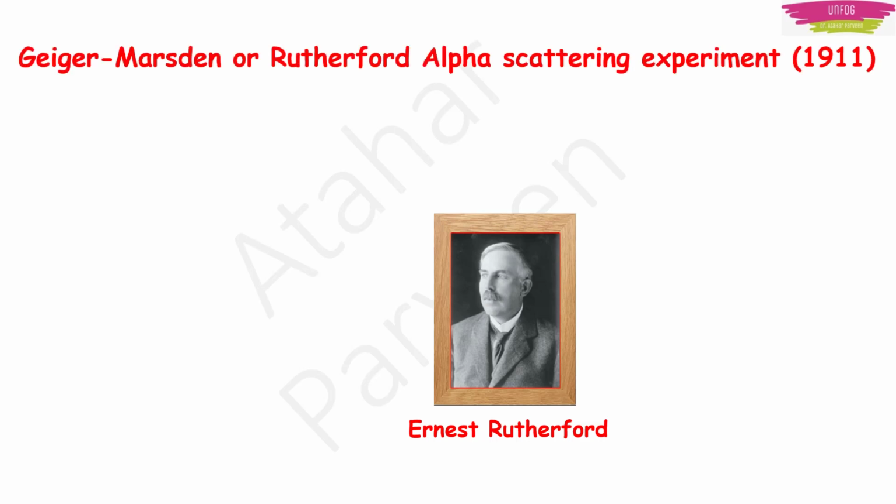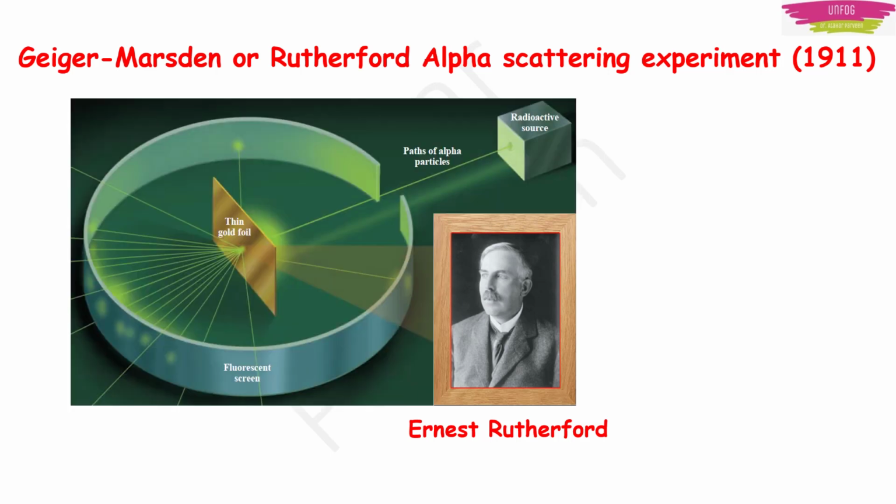Along with his students named Geiger and Marsden, he did one experiment. That experiment is famously known as Rutherford's alpha scattering experiment or the Geiger-Marsden experiment. They did it in 1911. Their idea was that they focused a radioactive source on a thin metal sheet of gold.